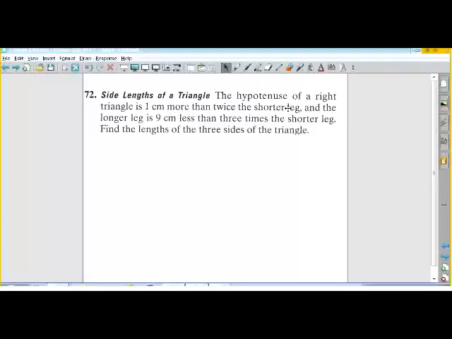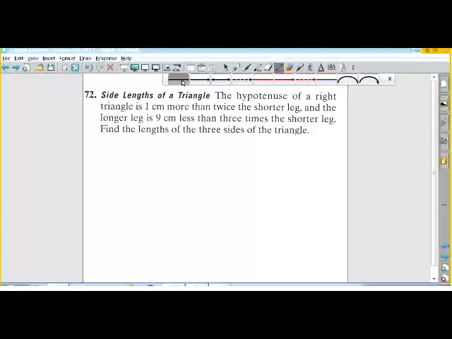It says the hypotenuse of a right triangle is 1 centimeter more than twice the shorter leg, and the longer leg is 9 centimeters less than 3 times the shorter leg. Find the lengths of the 3 sides of the triangle. This is just a way of using the Pythagorean theorem to create an equation that you solve for an unknown. I wouldn't put something like this on the test because it takes a little thinking. I'm just going to demonstrate how this works.